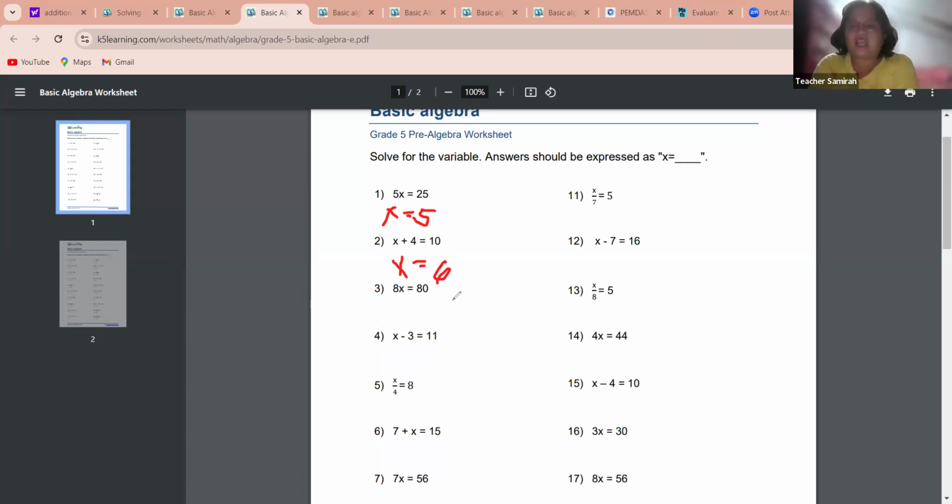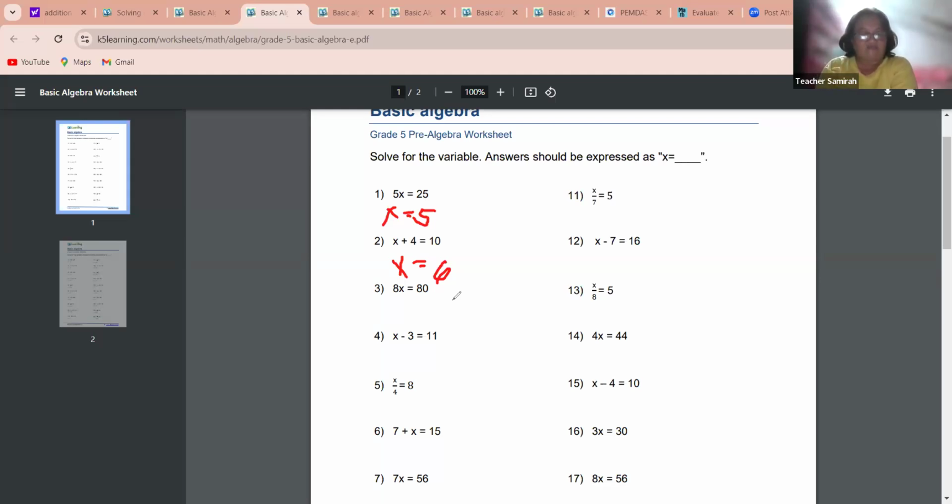And then number 3. 8x is equal to 80. Number 3 and number 1 are almost the same. It involves multiplication or division. So 8x is equal to 80. Our goal is to make sure that what will remain on the left side is the x only. So we need to remove the coefficient 8. How do we do that? We divide it by 8.